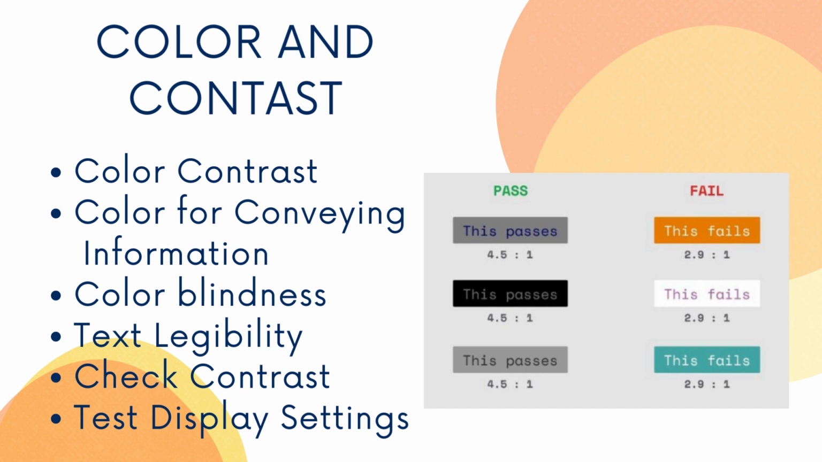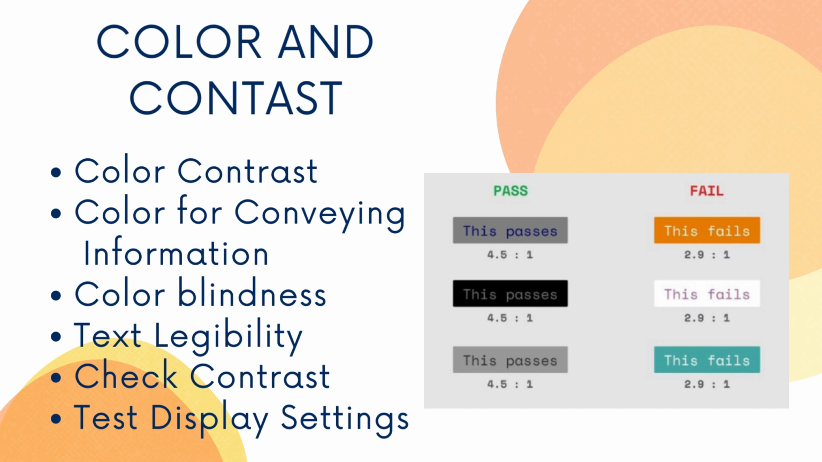Color and contrast play a crucial role in image accessibility. Consider the following aspects when it comes to color and contrast. Ensure there is a sufficient contrast between foreground and background colors in images. The most commonly used standard is a minimum contrast ratio of 4.5 to 1 for normal text and 3 to 1 for large text.